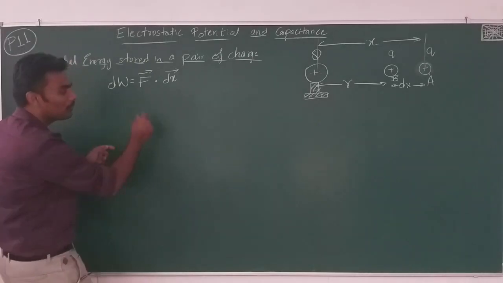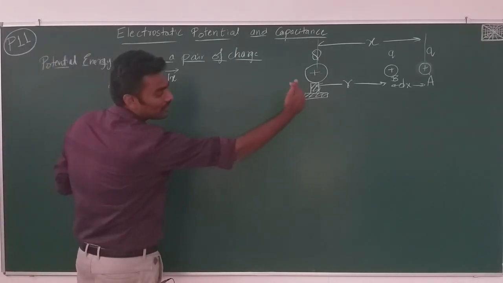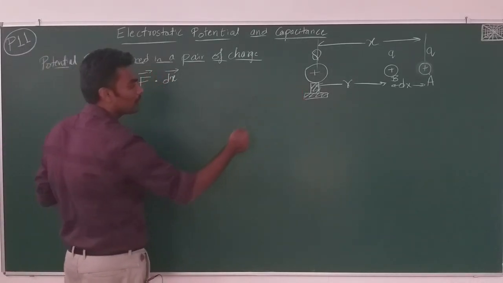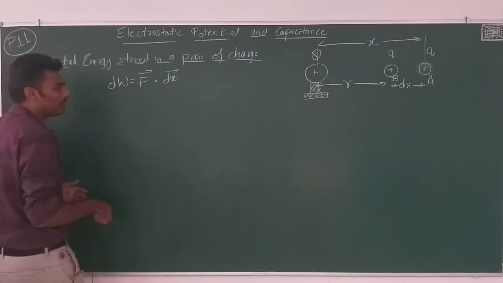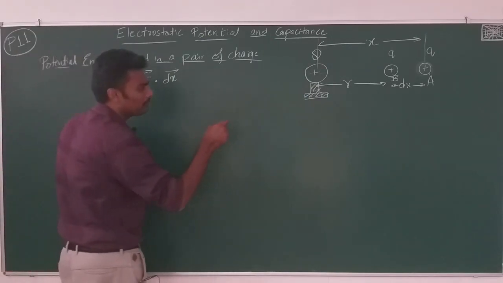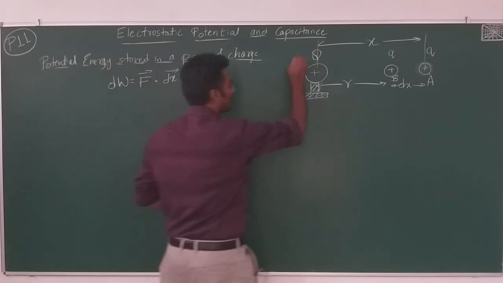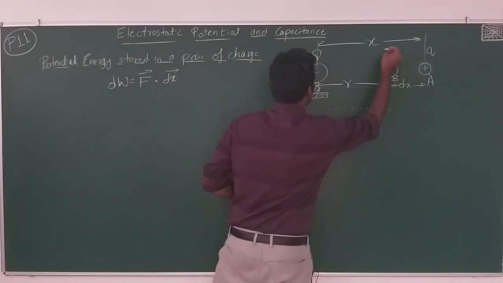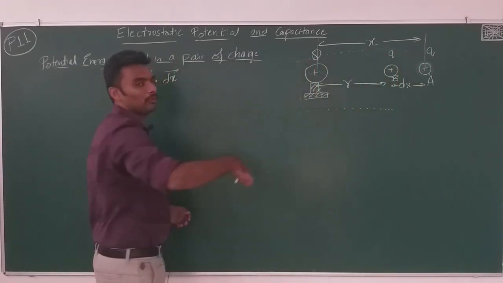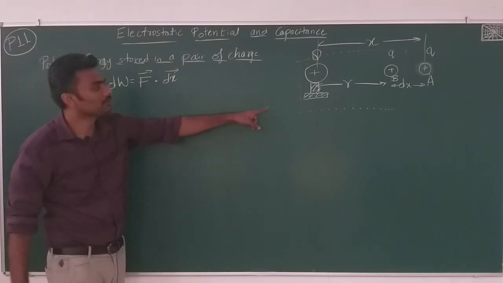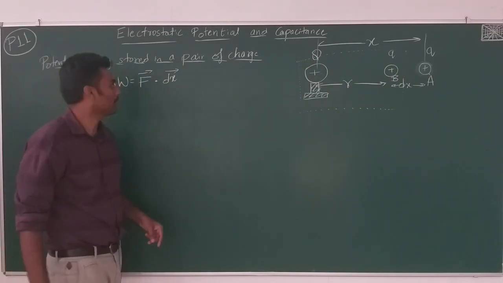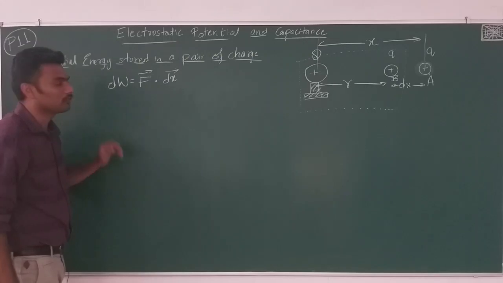So this is the small amount of work I did in order to bring the charge from position A to position B. Now, the potential energy of the system. Now, this is the system we are bothered about, and we need to get the potential energy of the system. So this is the small amount of work.